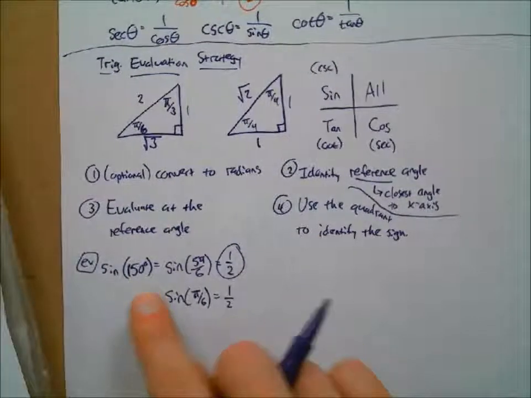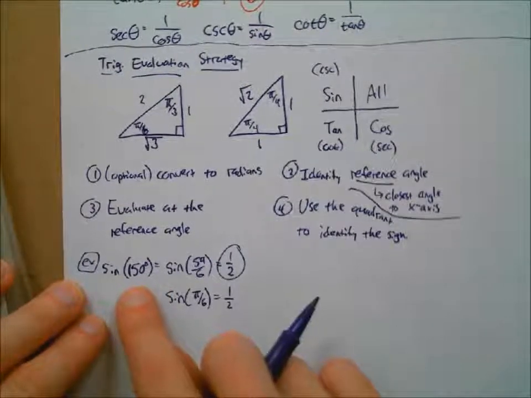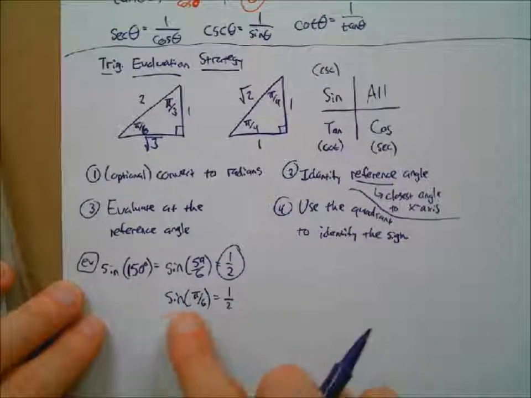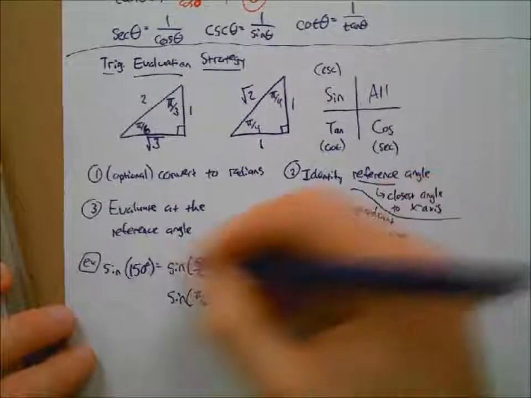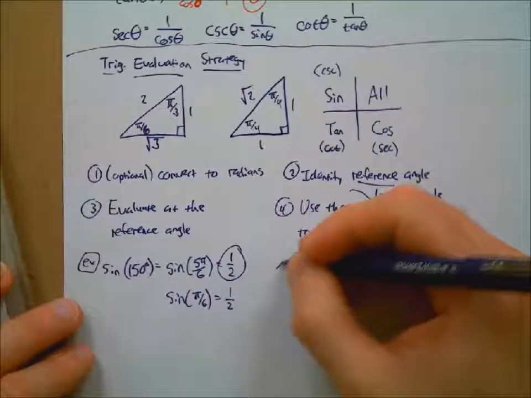So for 150, if you can tell that the reference angle is 30 degrees, then you can just do sine of 30 degrees and go back like that. But if you convert it to radians, it's easier to see what the reference angle is. All right, let's try another one.